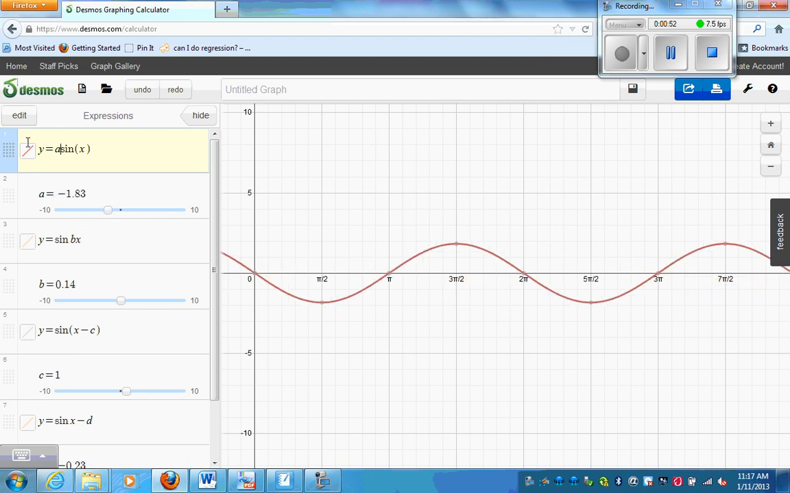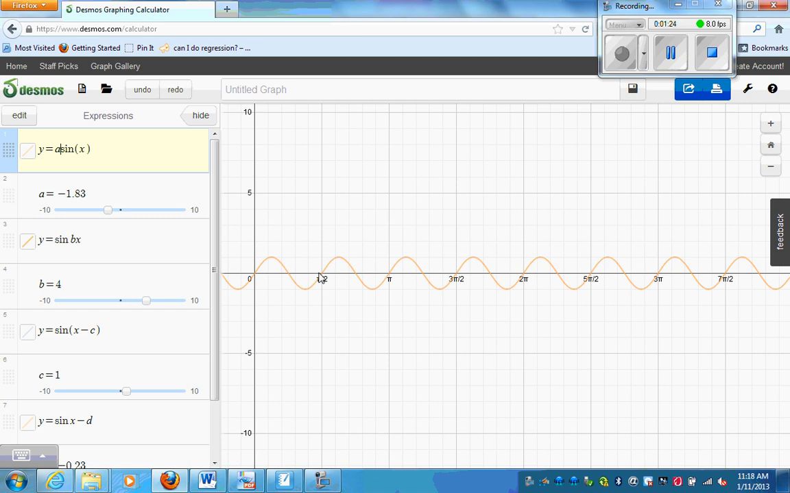Now if I turn that graph off, I'm going to look at the value of b. Look at what x is multiplied by. Here I have just a normal sine graph with b equals 1. This is a regular sine graph, an amplitude of 1. Now if I change the value of b, it looks like I'm changing the period length. If I get a bigger value, I get a shorter period length. So here I have 4.